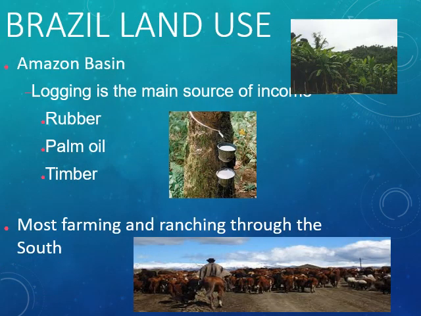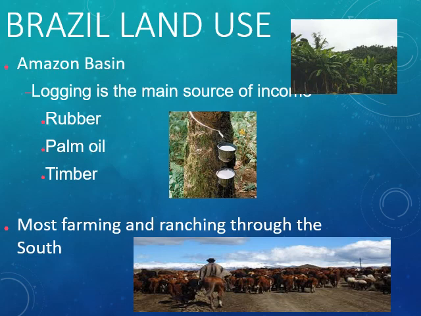In Brazil, the land use is similar in some areas and different in some. In the Amazon basin, the main source of income, the main source of money, is through logging. And so logging means cutting down or using trees to make money. And so some of it's cutting down trees and using the wood for different fancy trims and flooring and stuff in people's house. So that would be timber. But some of these trees are creating other things.